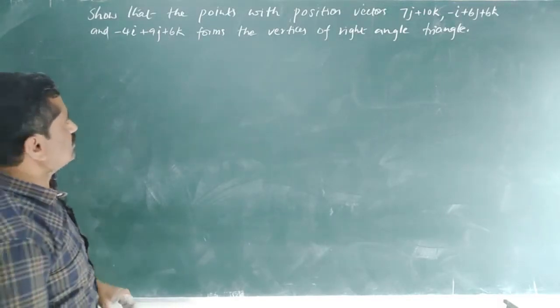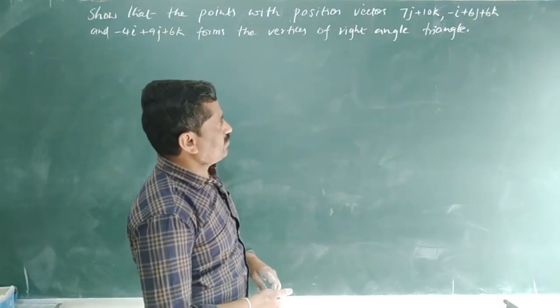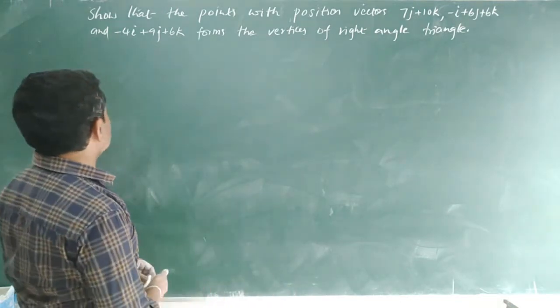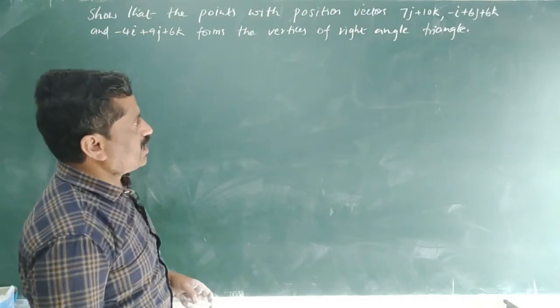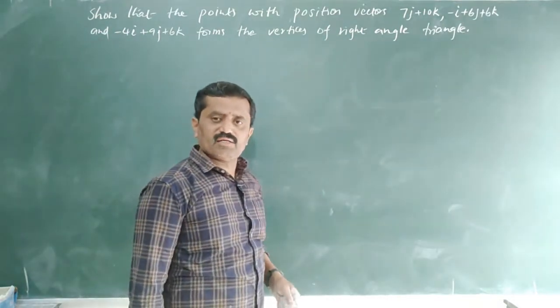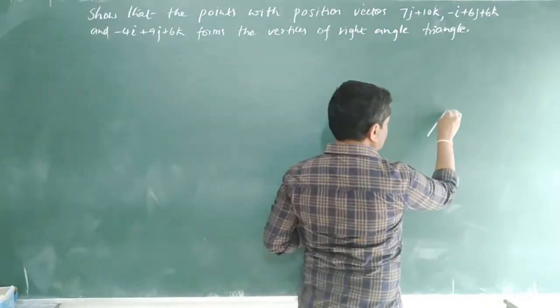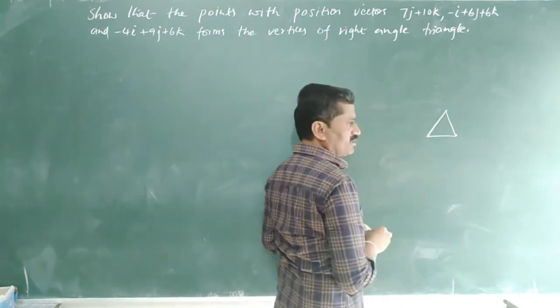Next, show that the points with the position vectors 7i plus 10k, comma minus i plus 6j plus 6k and minus 4i plus 9j plus 6k form the vertices of a right angle triangle. Vertices of a right angle triangle. We know that what are vertices? So these are called as what? Vertices of a triangle.